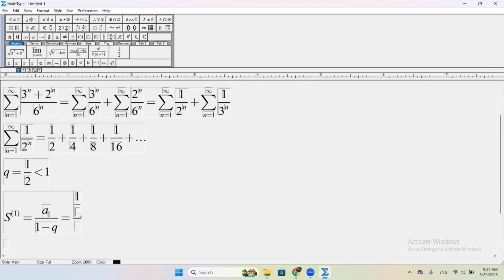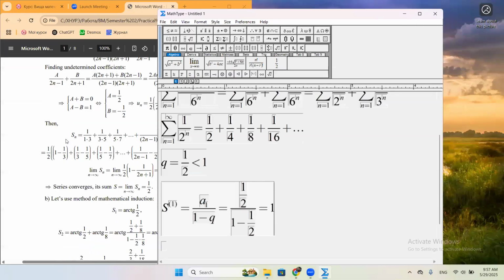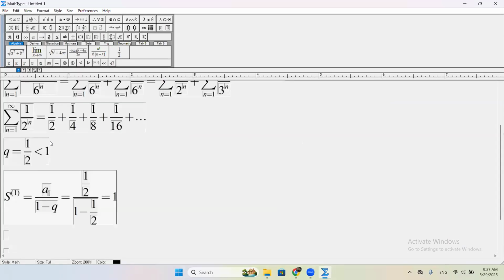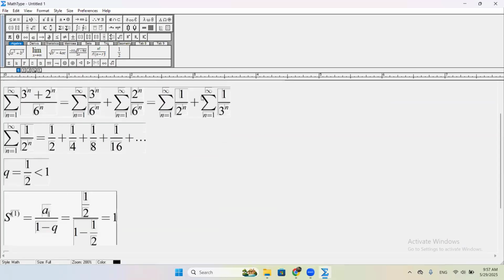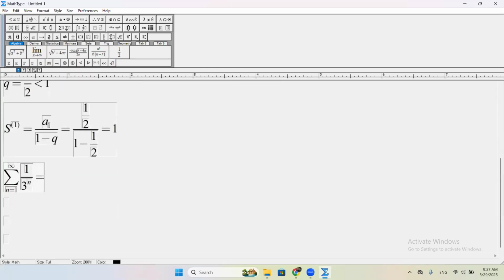So 1 over 2 minus 1 over 2, no: 1 over 1 minus 1 over 2. So it will be equal to 1. Let me check here. Of course, yeah, it equals 1. Okay, everything is correct. And now let's look at the second series.